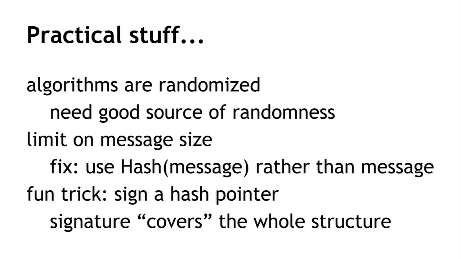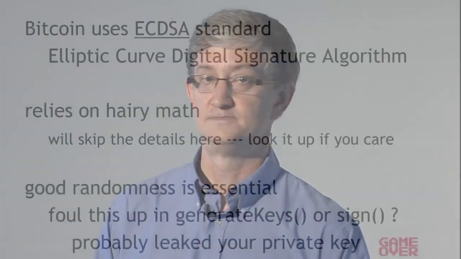And by the way, a fun trick, which we'll see used later, is that you can sign a hash pointer. And if you sign a hash pointer, then the signature covers or protects the whole structure, not just the hash pointer itself, but everything it points to and everything it points to. For example, if you were to sign the hash pointer that was at the end of a blockchain, the result is that you would effectively be digitally signing the entire contents of that blockchain. That's a useful trick that we'll see used later.